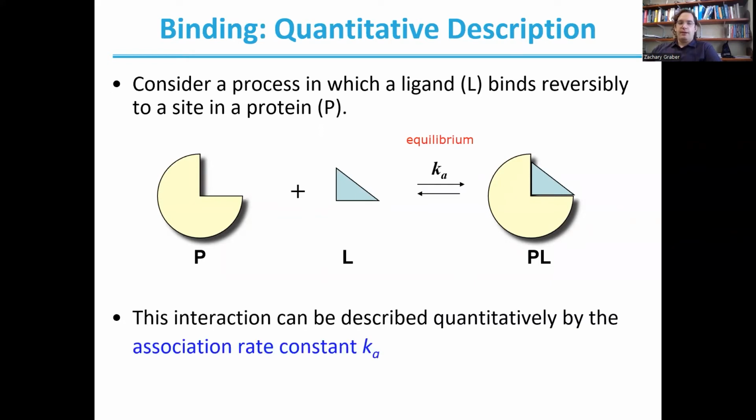So since we have an equilibrium here, we can describe it based on an association rate constant, right, telling us the rate at which our ligand binds to our enzyme or our protein. And then we have a dissociation rate constant that refers to the rate at which our complex dissociates to get our free protein and ligand.